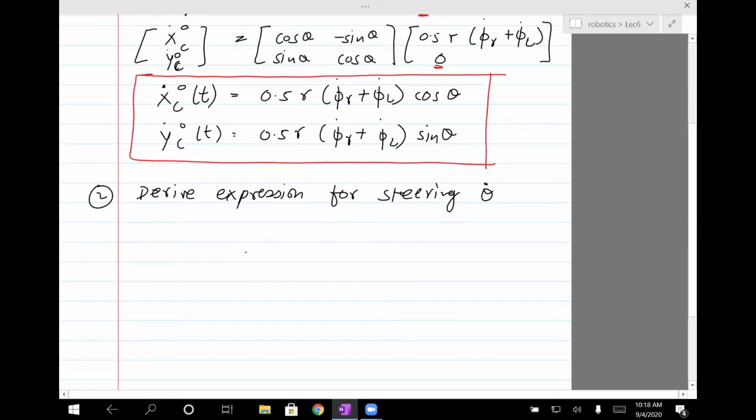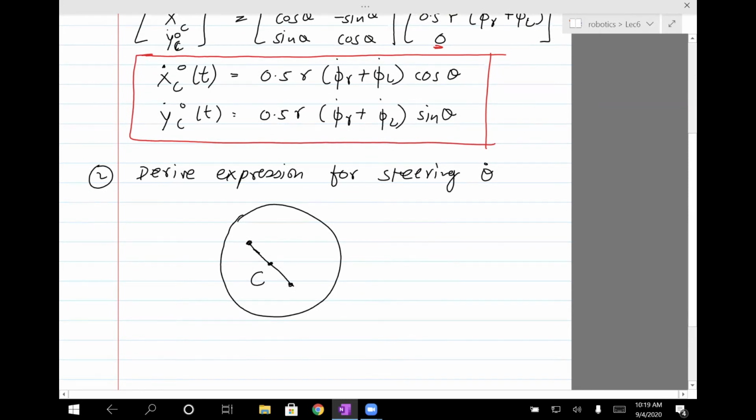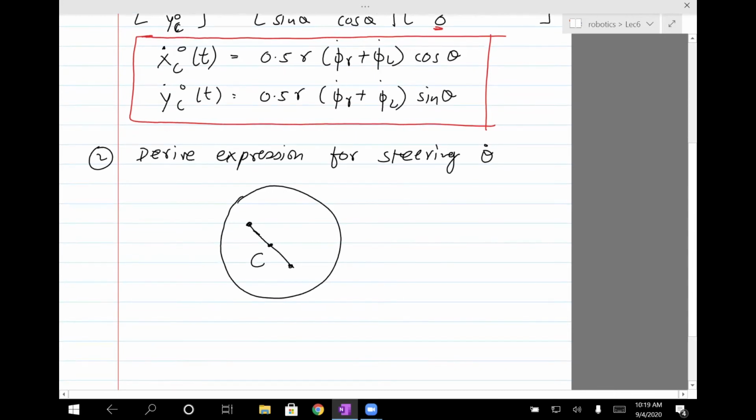So first of all, let's draw the chassis. We have point C, the two wheels, and we'll have the same argument, which is we'll assume that the left wheel is stationary, the right wheel is turning. So when the right wheel is turning and the left wheel is stationary, the left point is not going to move. The right point is going to move. It's actually going to go like this, right?